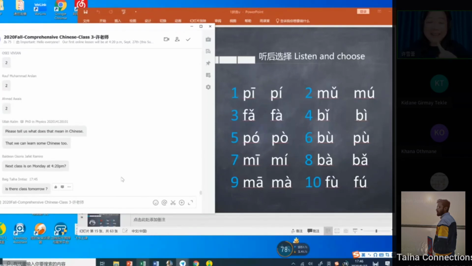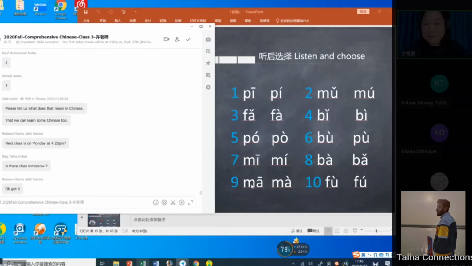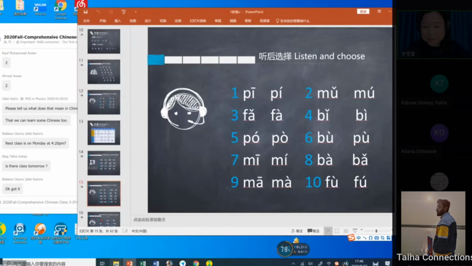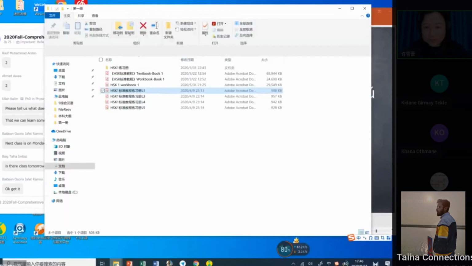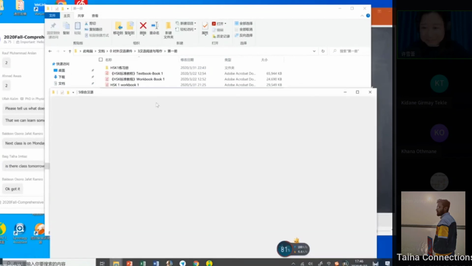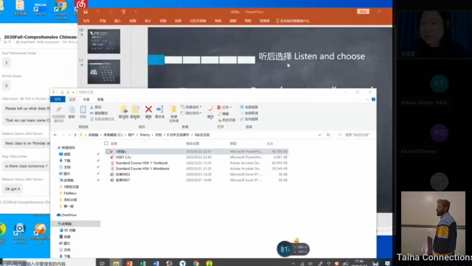Now, it's not the end of today's class. It's just the end of today's learning of pinyin. Now, let's learn something you may be more interested in. I mean, you want to speak Chinese very fast, right? You want to learn to speak Chinese.